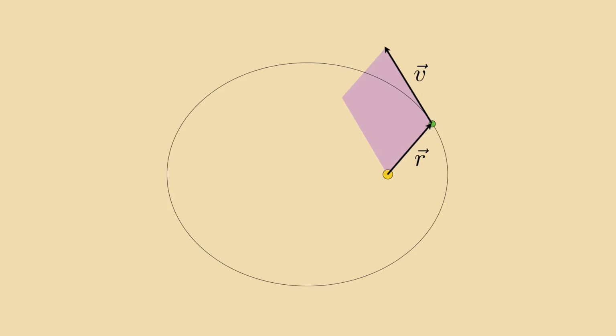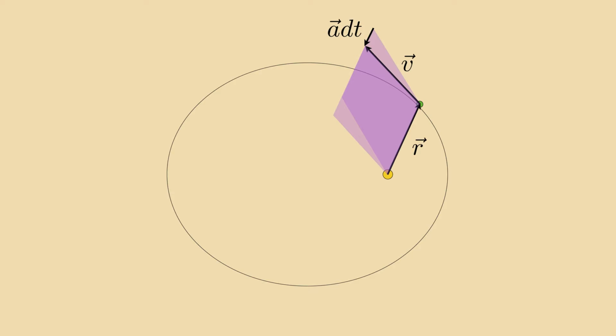In the first step, the parallelogram is sheared along v, and it is a simple geometric fact that this does not affect the area. In the second step, the shearing occurs along r, and still the area doesn't change.